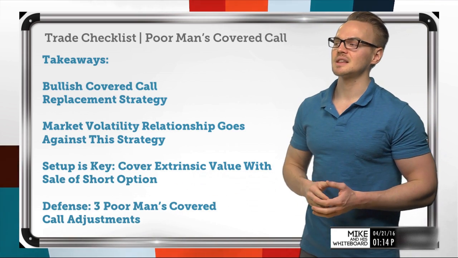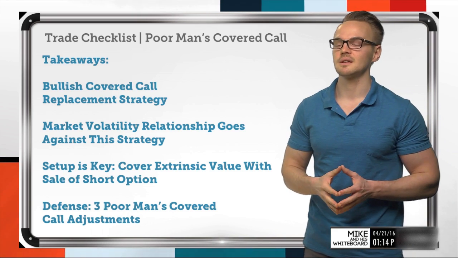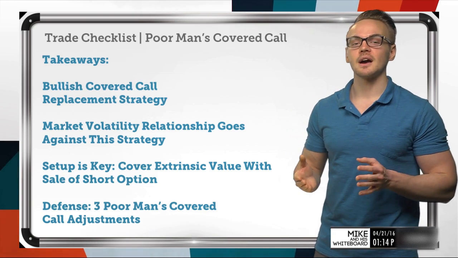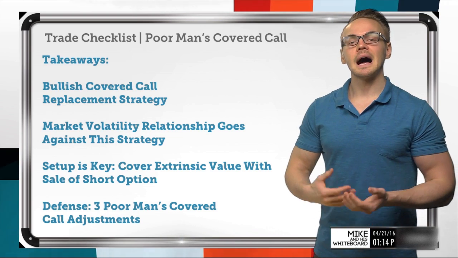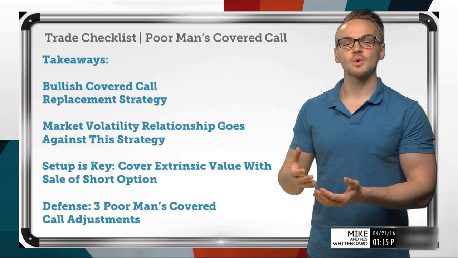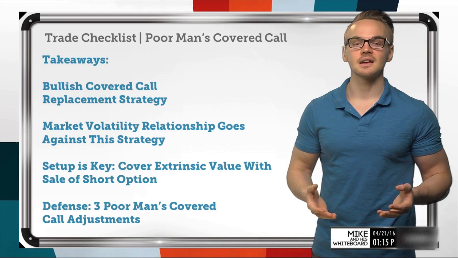Setup is key, just like the poor man's covered put, and usually we look to cover the extrinsic value with the sale of a short option. So if I'm able to calculate that I've got $2 of extrinsic value in my long option, I would look to sell that short option for $2 or more to put myself in a positive theta scenario.